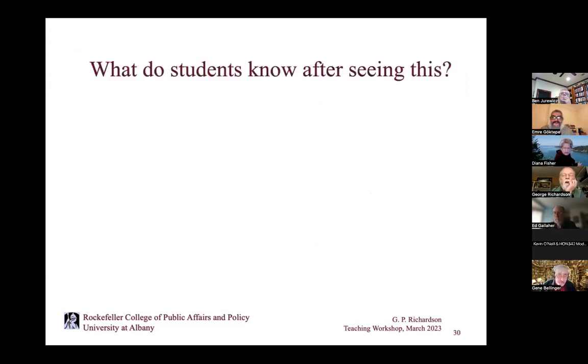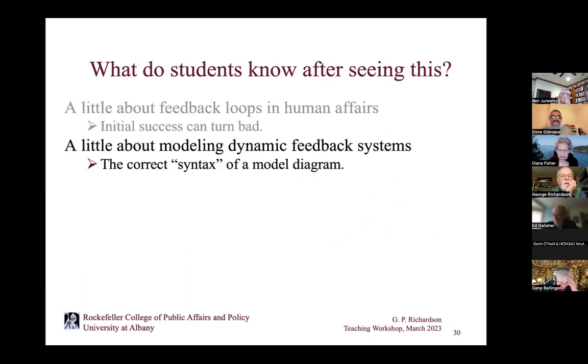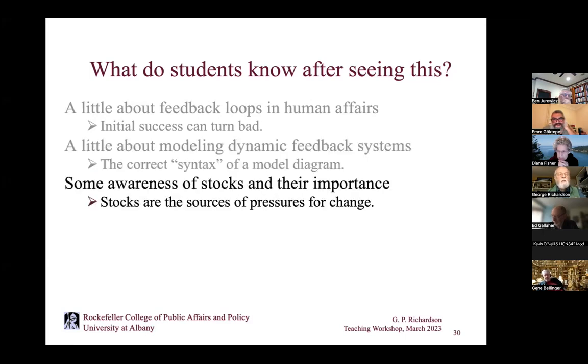What do students know after they see this and preferably play with it? They know a little bit about the feedback loops of human affairs. In particular, you run this model and initial success turns bad because of a feedback loop. They know a little bit about modeling dynamic feedback systems. That picture is the correct syntax of a model diagram. Stocks, they don't have to be orange. Flows and feedback loops. That's the syntax.